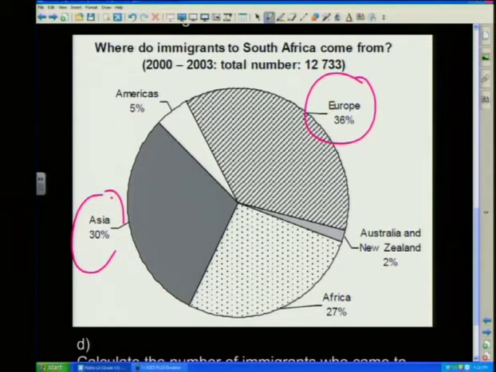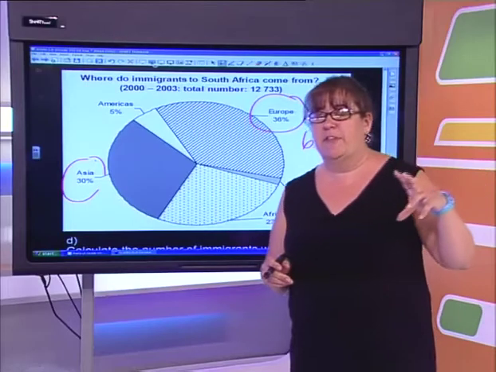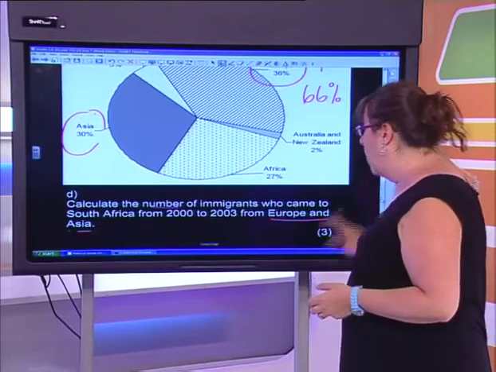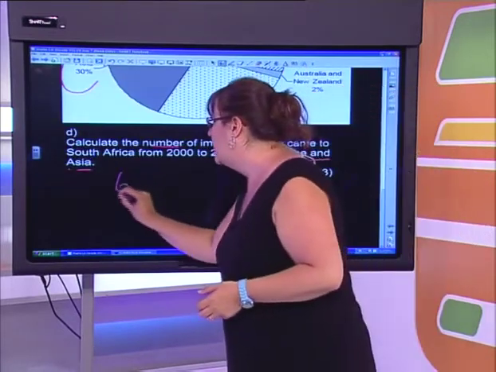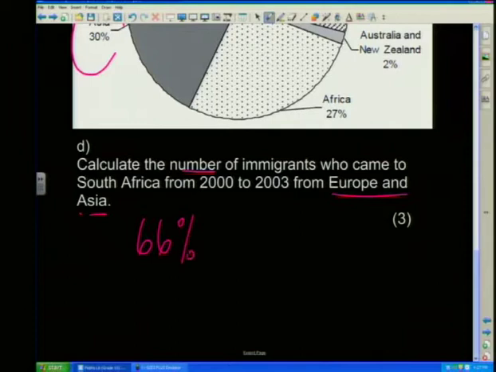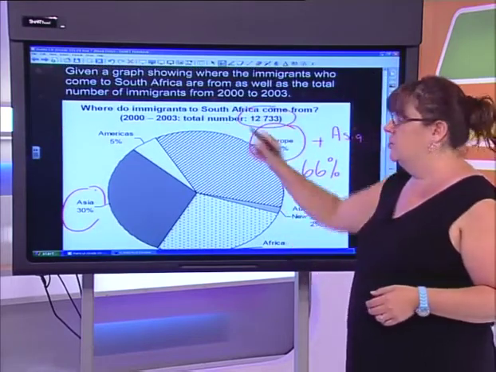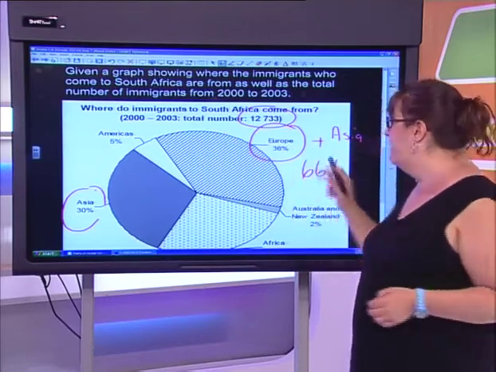So from Europe and Asia, I want to put a big plus in the middle. Does that work? And Asia, we have a total of 36 plus 30, we've got 66%. But they didn't ask me for the percentage, they asked me for the number of people. So I need to now work out what that 66% represents. So I know it's 66%. But 66% of what? So let's go back, we want to go of our total that come in to the country. So it's 12,733.